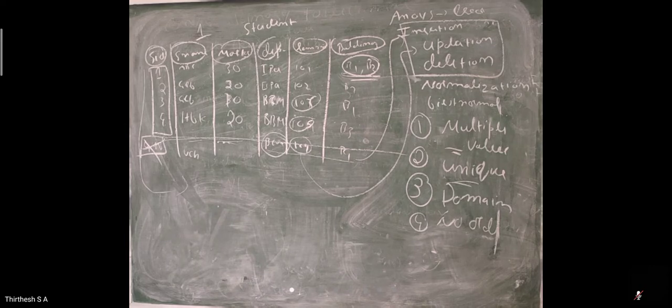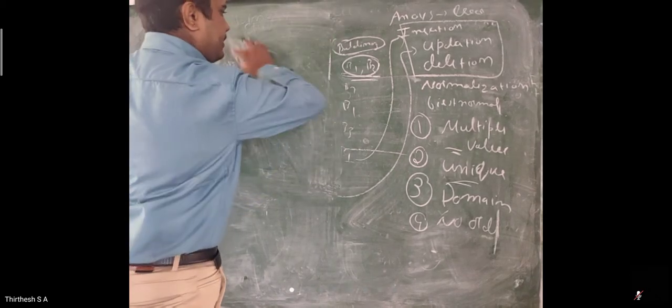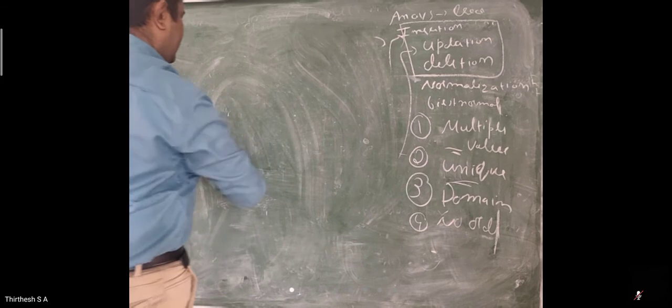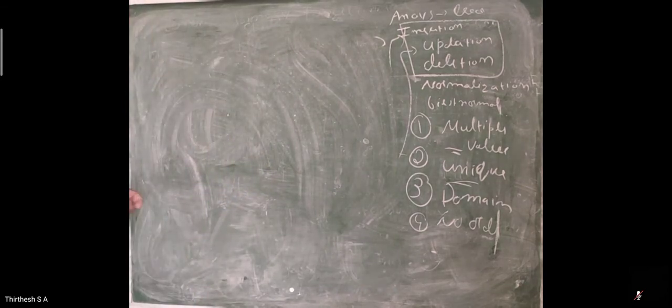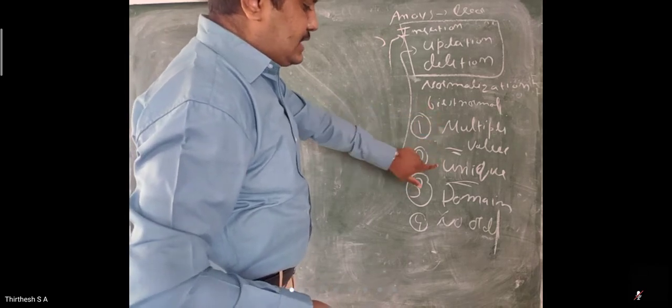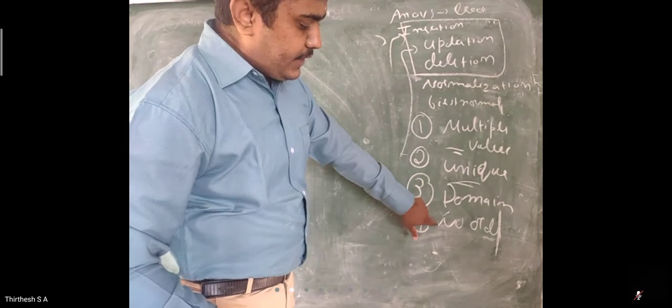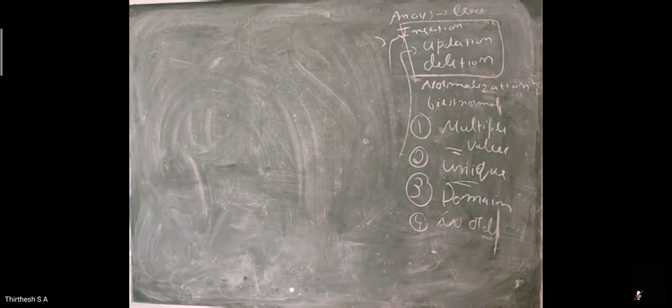So let us check how we can create a first normal form. What are the rules? We have four rules. First, there must not be any multiple values. Each and every column name must be unique. There must be a proper domain, and there is no proper order to set the data.